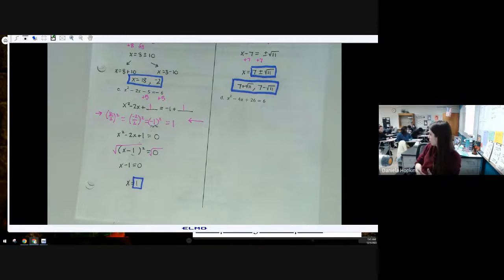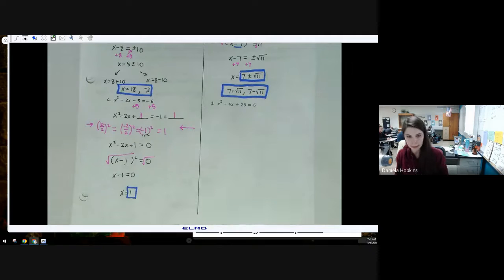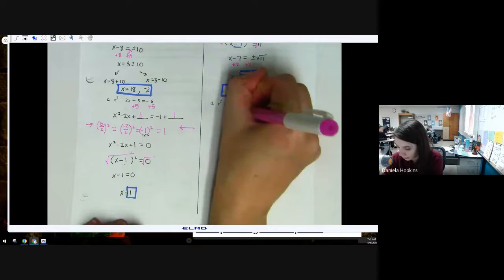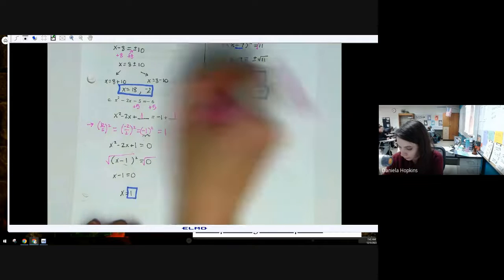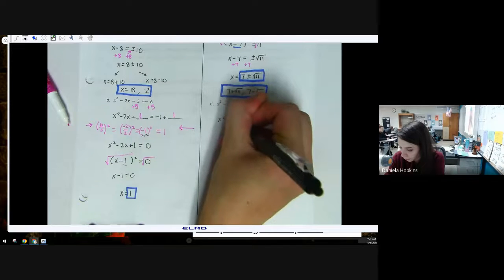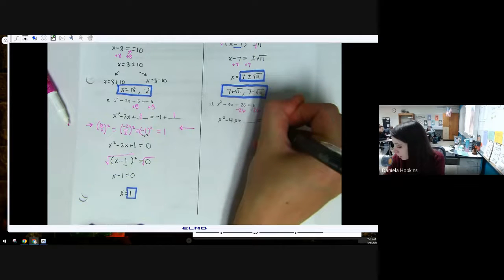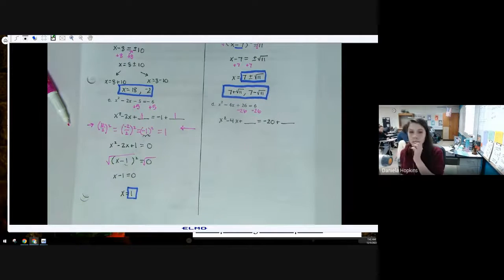Questions about that one? Last one, because let's remind ourselves about i's. So fun. I'm pretty sure this one has an i. All right, what's my first step for part D? Minus 26. So I'll have x squared minus 4x plus blank equals 6 minus 26 is negative 20 plus blank. And again, I like to put that plus blank because that's my visual reminder.